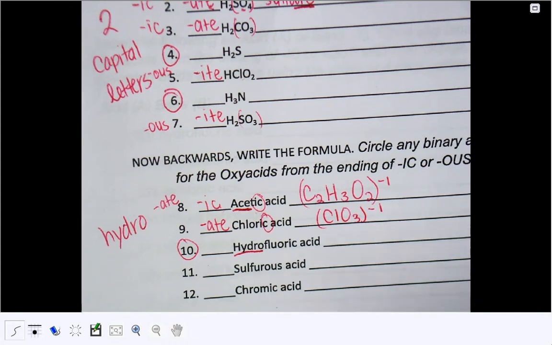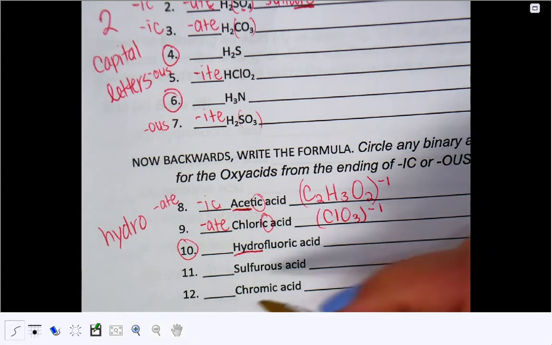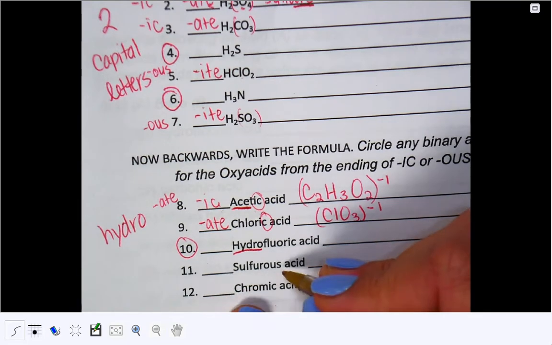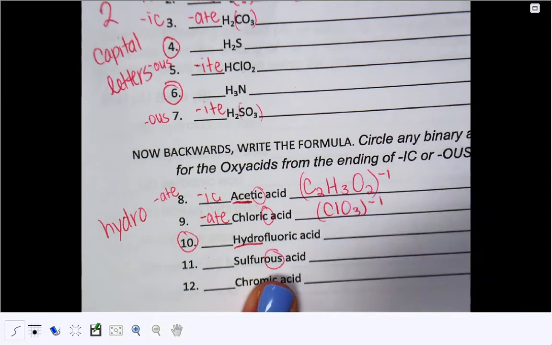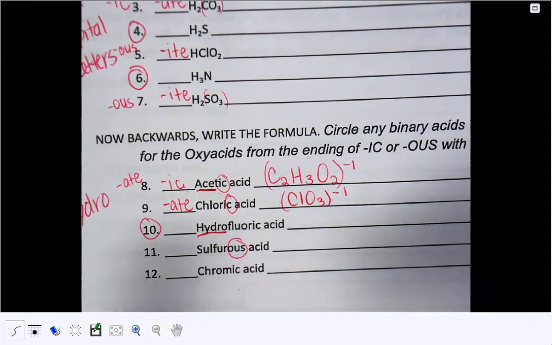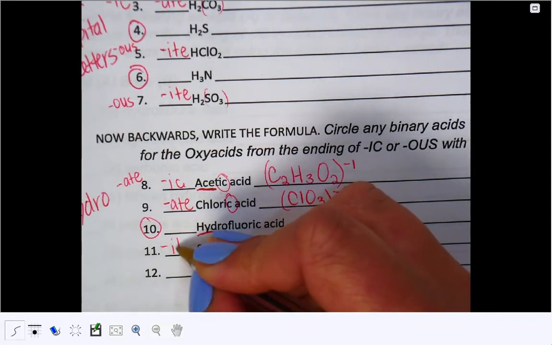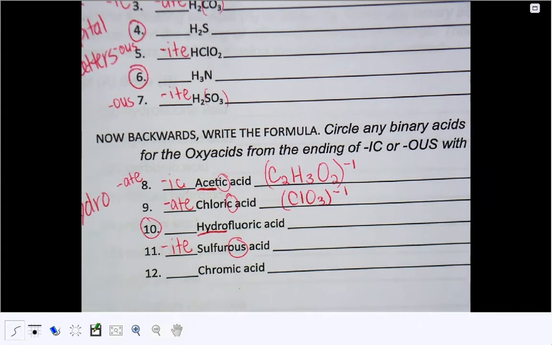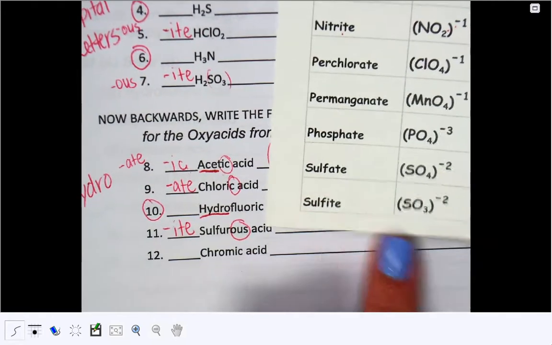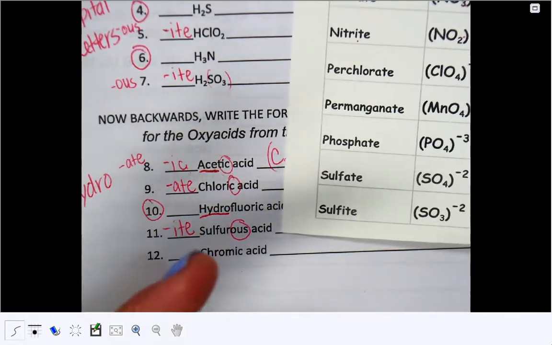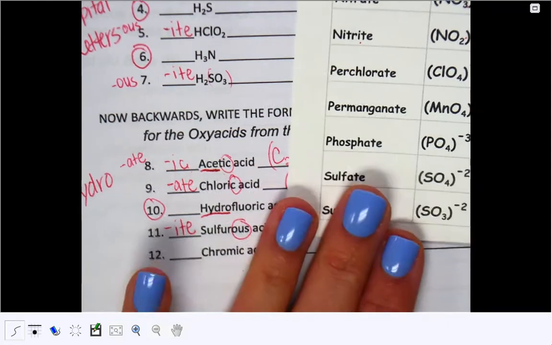Okay. We're going to skip 10 because we don't need that one. Number 11, sulfurous. We're ending in -ous. So what does that tell you the polyatomic is going to end with? Ite. Okay. So we need something that is sulfite. Sulfite, exactly. So you're kind of just matching them up, all right? So you just got to find them on your list.